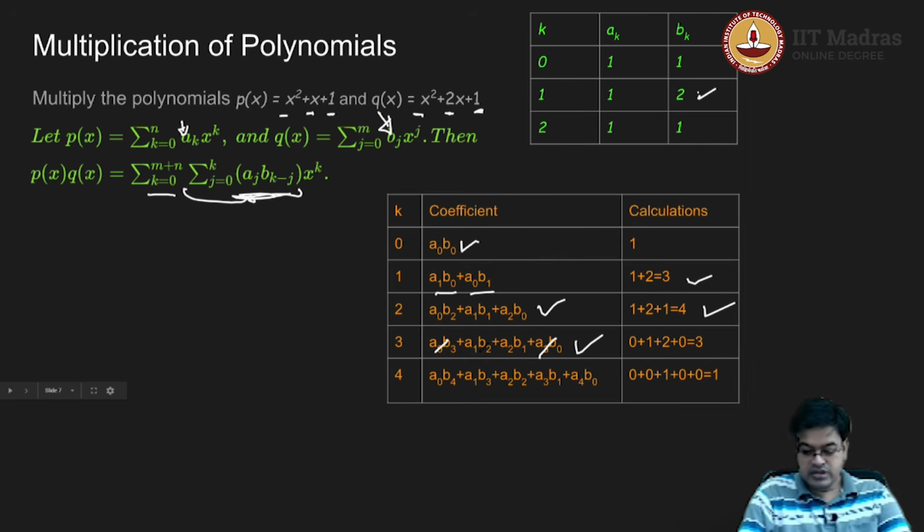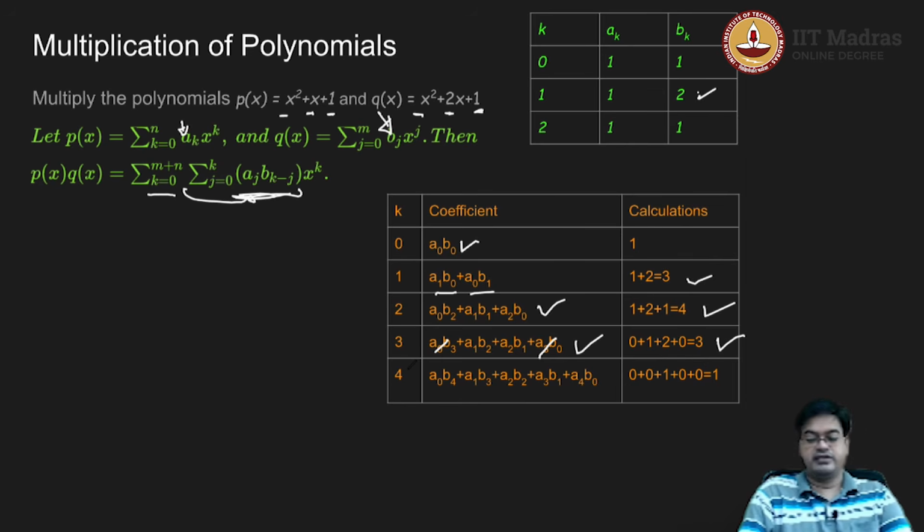So let us focus on the other two terms. The first term you can easily verify because b2 is 1 and a1 is 1 and a2 b1 is 2, a2 is 1, so it will be 2. So 1 plus 2, 3. This is correct.